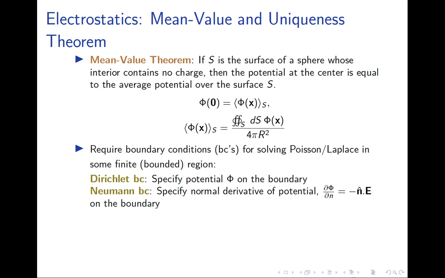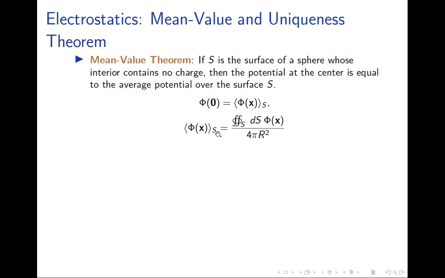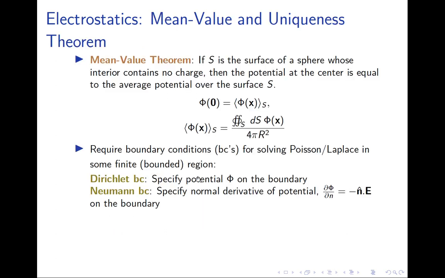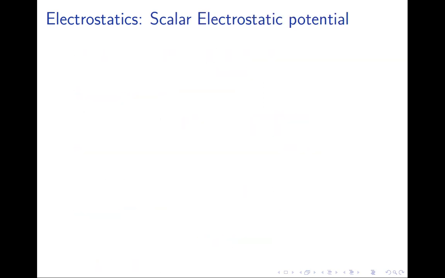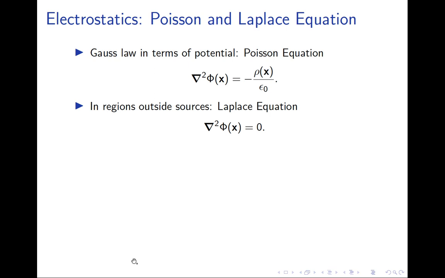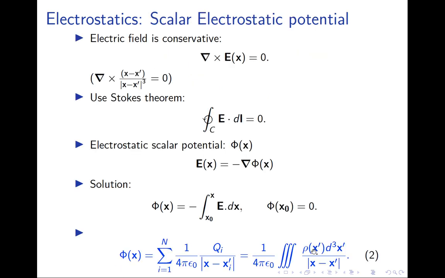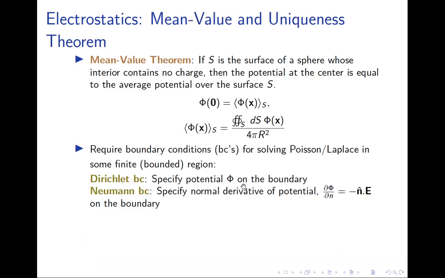So we require some boundary conditions for solving the Poisson equation or the Laplace equation. The reason is these are all second order partial differential equations. So the solutions can be given by two particular kinds of boundary conditions. You might think that, okay, I don't need boundary conditions because the solution is already known. If you give me charge everywhere, I can find out the potential using this formula, this integral, or this sum. However, in most cases in real life, we are solving on a finite region.